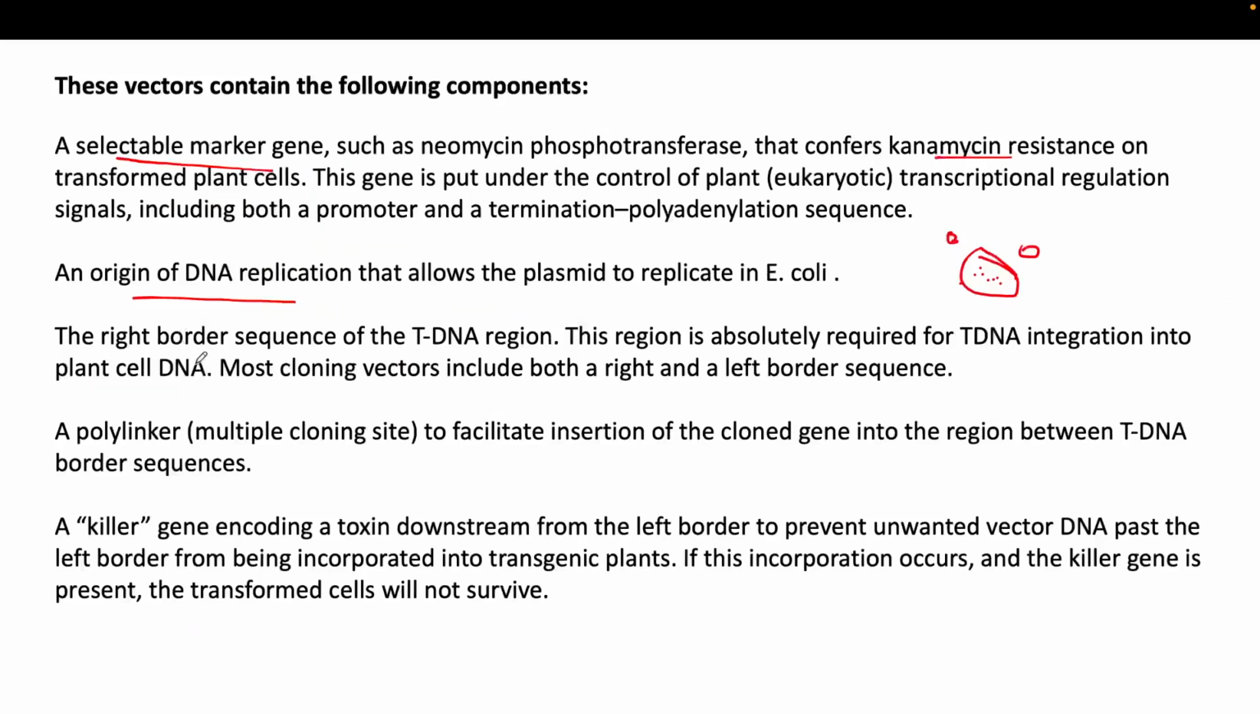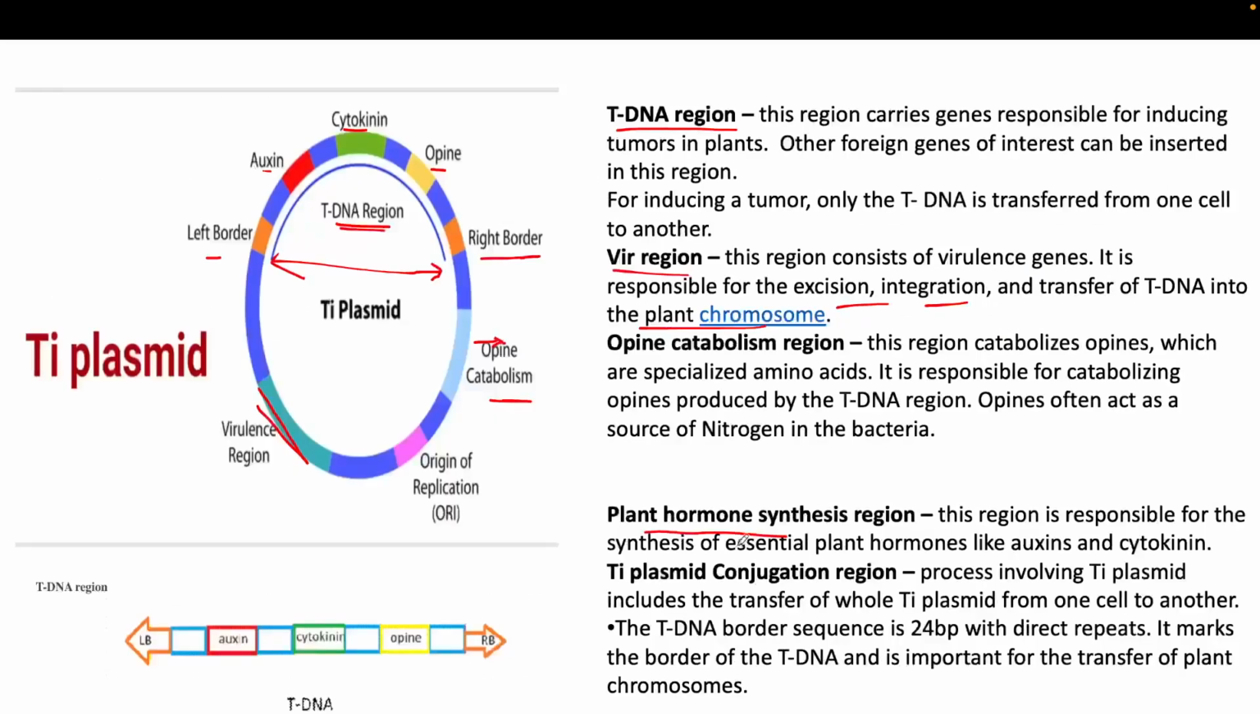The third thing is the right border sequence, because it is very much essential for the DNA integration into the plant cell DNA, and most cloning vectors include both the right as well as the left border sequences. And one multiple cloning site is required in the T-DNA region.